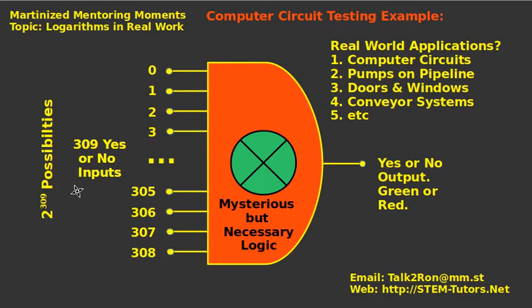All of these are yes, no, up and down, 1 or 0 inputs. Then some mysterious but necessary logic happens and you get a yes or no output, good or bad, red or green. Well, where do these kinds of problems actually occur? Of course, Wikipedia says in computer circuits, but it also occurs surprisingly in other places like pumps on a pipeline. A pipeline is either pushing product or it's not. It's either moving material, oil and gas or water, or it's not. And you can have a lot more than 309 pumps along a pipeline pushing the fluids up over hill and across dale, to get it thousands of miles from a source to a destination.